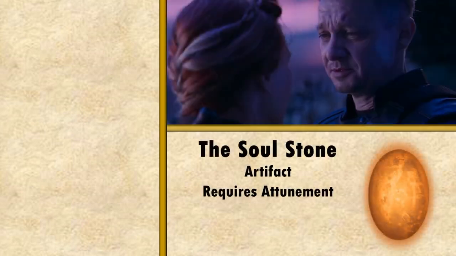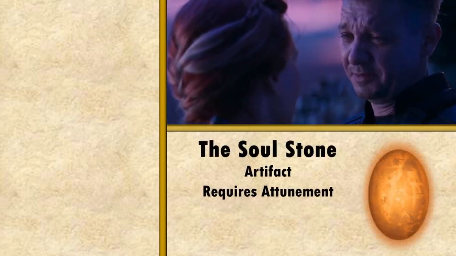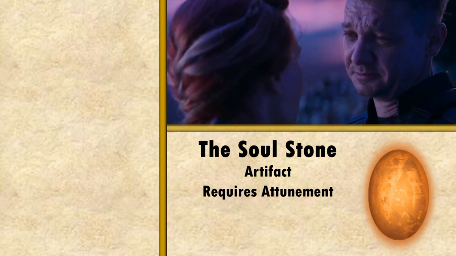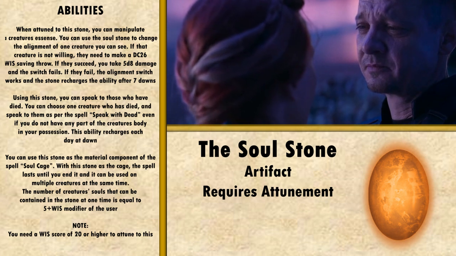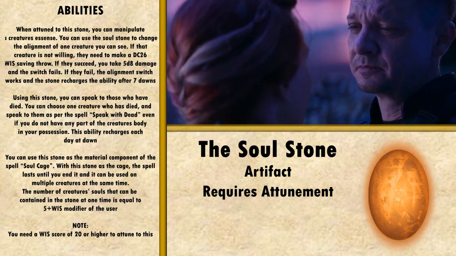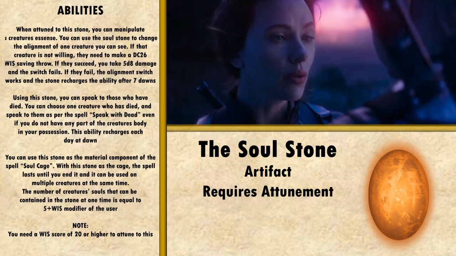The fourth stone we will be looking at is the Soul Stone, first seen in Infinity War. This stone is probably one of the scariest to come up against and has 3 main abilities. The first of these abilities is to manipulate someone's essence. Using this stone, you can change the alignment of one creature that you can see.